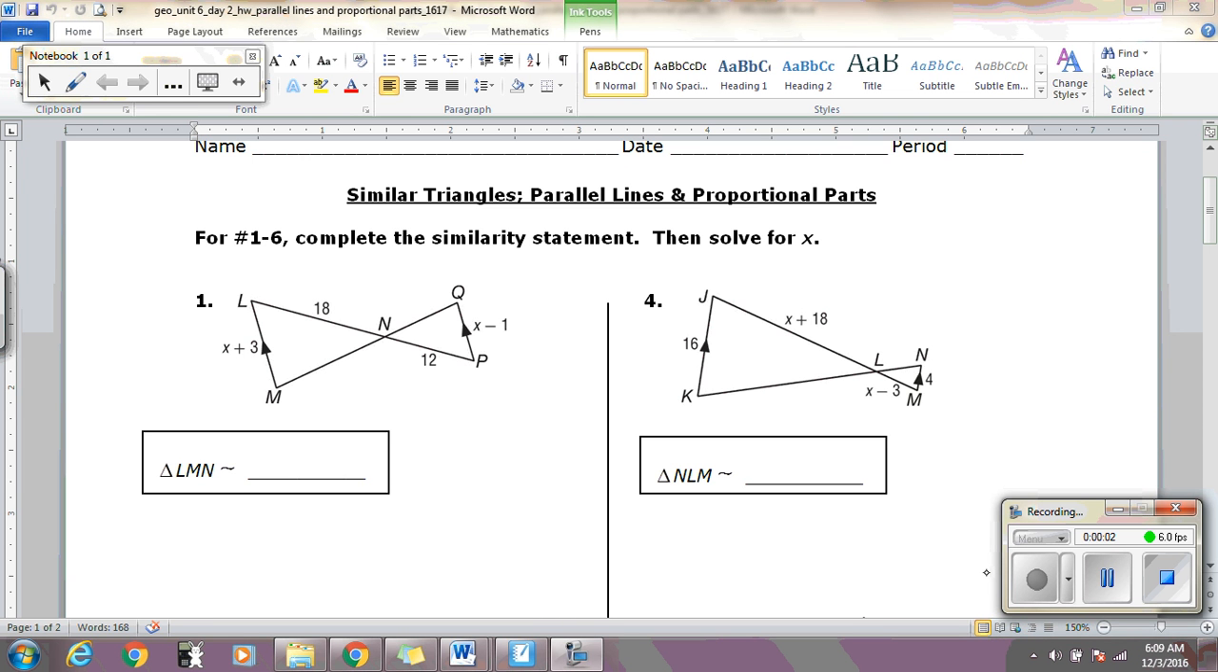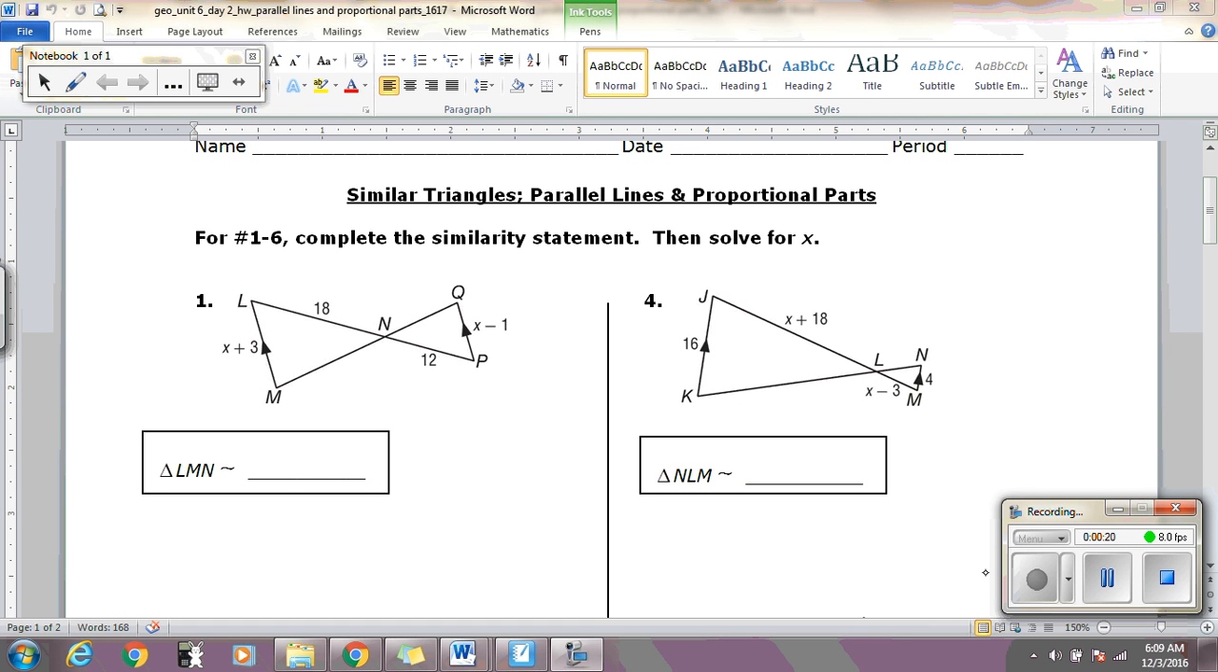Unit 6, Day 2 homework tutorial. You're assigned to do all the problems of this homework sheet, but I will work through the odds to give you some guidance and definitely help you be able to complete the rest of your assignment.